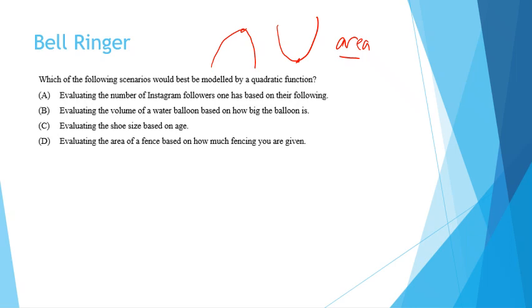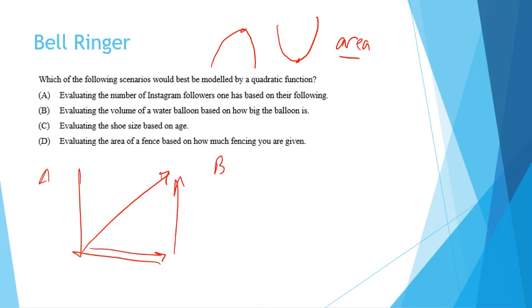Taking a look at A, evaluating the number of Instagram followers based on their following. This is probably going to be linear, I would say. The more people you follow, the more people you're probably following. B, evaluating the volume of a water balloon based on how big the balloon is. Remember, volume is related to a cubic function, so it is going to appear cubic.